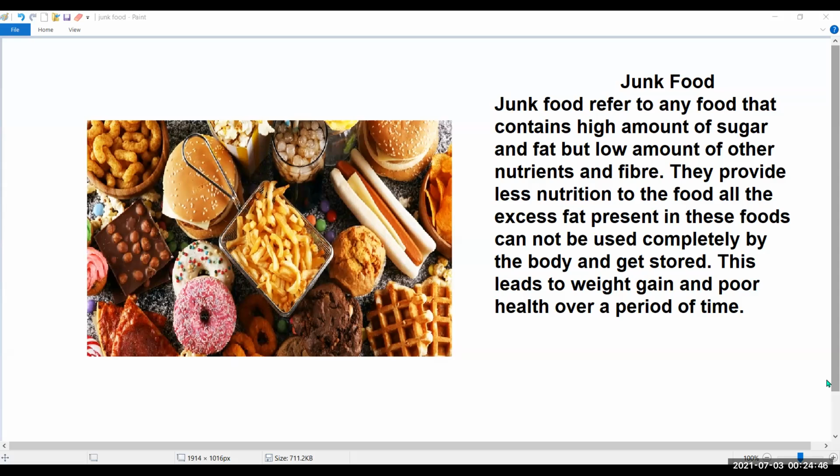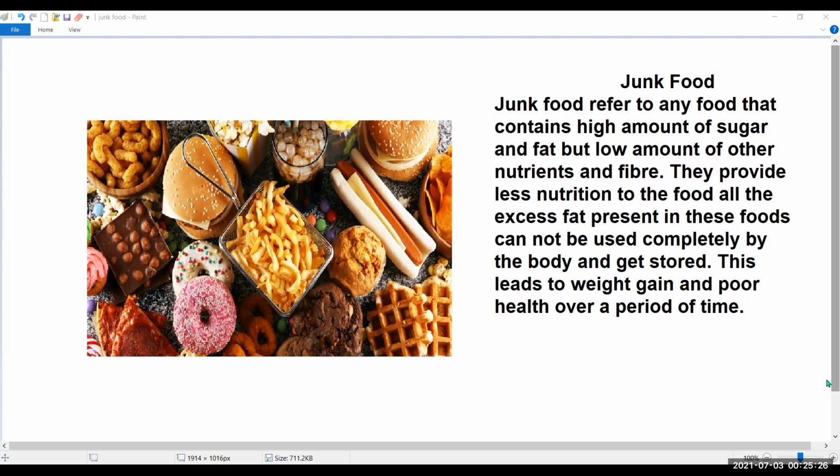Now, the next term to be discussed is junk food. Junk food refers to any food that contains high amount of sugar and fat, but low amount of other nutrients and fiber. When eaten, these food items make us feel full, but they provide less nutrition to the body.